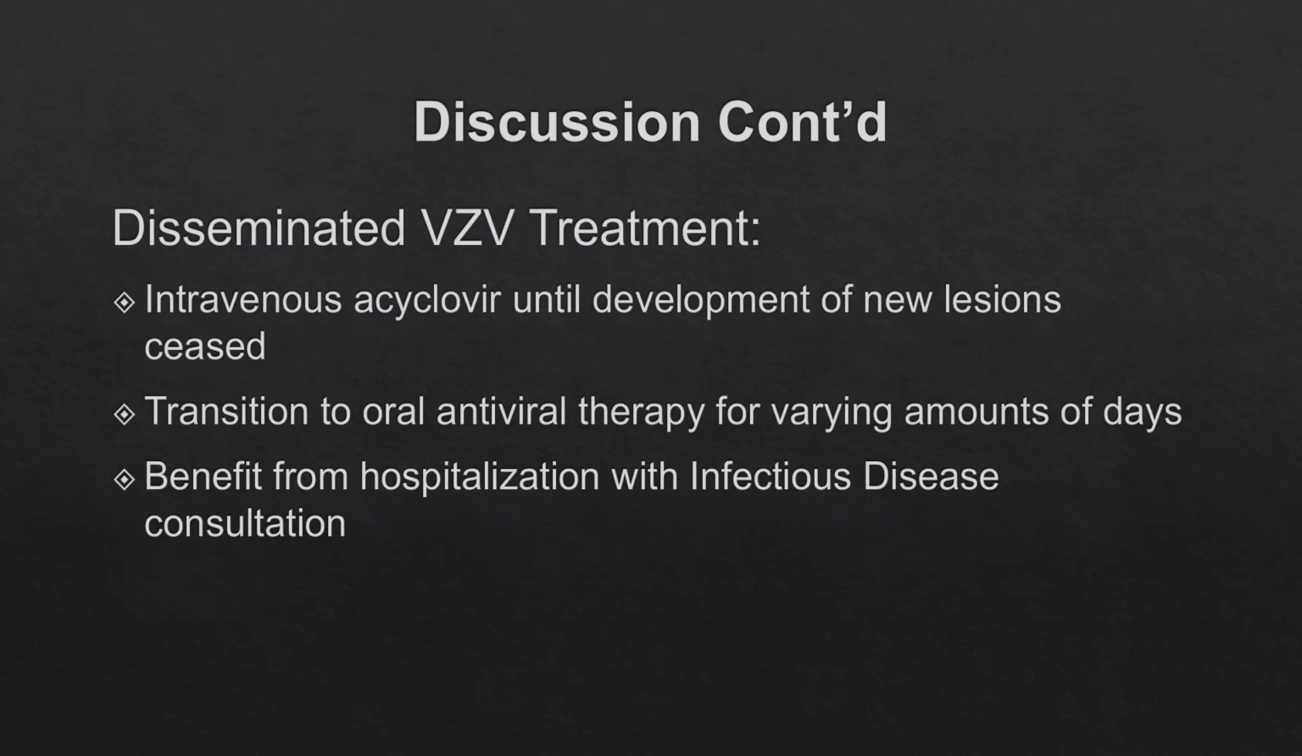Generally, this is the disseminated shingles treatment seen across the case reports. The patients received IV acyclovir until development of new lesions ceased, and then they were transitioned to oral antiviral therapy for varying amounts of time. Overall, patients will benefit from hospitalization with infectious disease consultation.